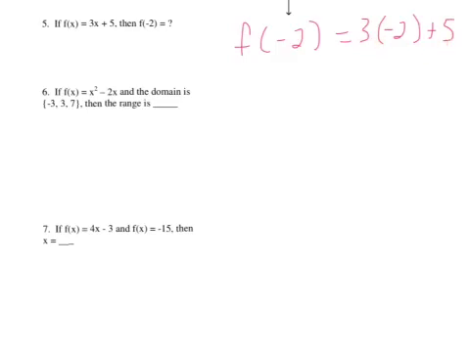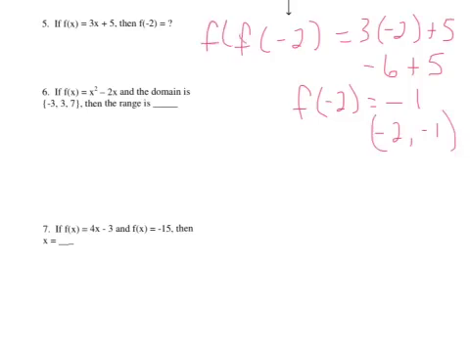So 3 times negative 2 gives me negative 6. And then we still have the plus 5. Negative 6 plus 5 is negative 1. So f of negative 2 equals negative 1. And really all this is saying is that when x is negative 2, the answer is going to be negative 1. The y value is negative 1. I could write that as an ordered pair, negative 2 comma negative 1. The x value is negative 2, the y value is negative 1. All right, so really this is all just telling you what the x value is.